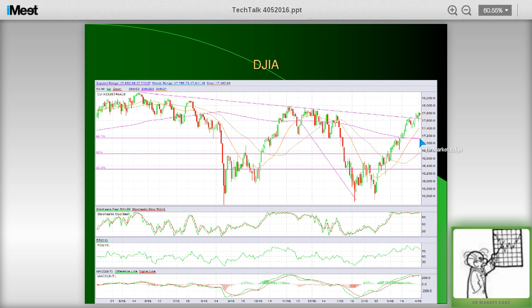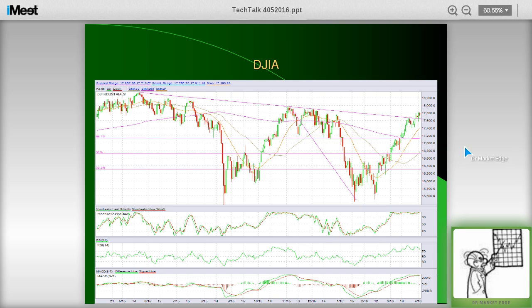Now the 200-day moving average is down here around 17,120, 17,125. That also represents the 61.8% Fibonacci retracement from this move, from down here in November down to the January, February low.